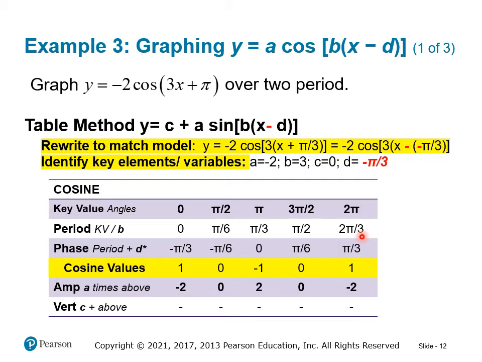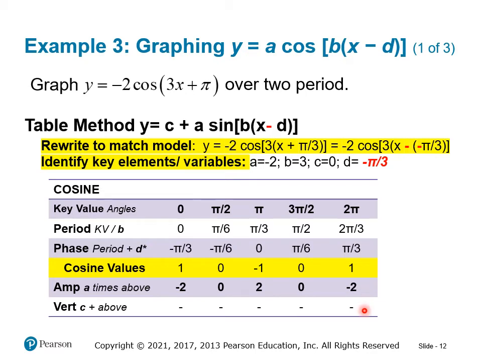Now we take the period values and add our phase shift variable because we're shifting to the left or the right. So 0 plus negative pi over 3 is negative pi over 3. Pi over 6 minus pi over 3 is negative pi over 6. Pi over 3 plus negative pi over 3 is 0. Pi over 2 plus negative pi over 3 is pi over 6. And 2 pi over 3 minus pi over 3 gives me pi over 3. These are going to be our x values, since we used all 3 rows. The bottom row that we use will be our x values.